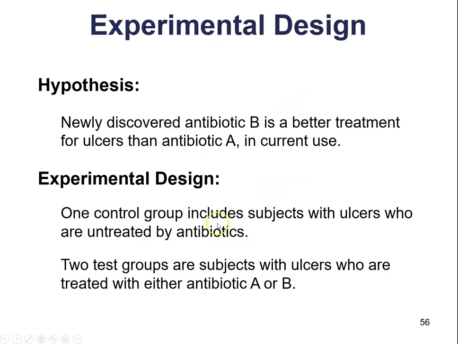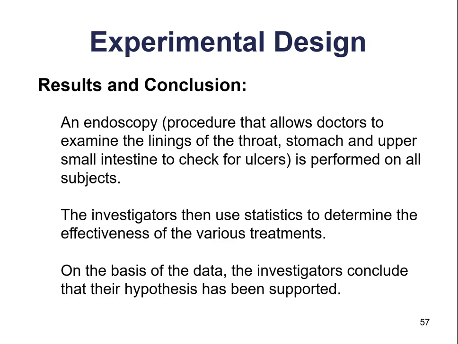All right, so I already went through this. Okay. So it's saying here, newly discovered antibiotic B is a better treatment for ulcers than antibiotic A, which was currently in use. So again, this clinician wanted to determine, well, I want to know if antibiotic B is really a better treatment, and if I should switch my patients and give them antibiotic B instead of antibiotic A. All right, we already went through all this. This just clarifies a little bit what that endoscopy is. I kind of already said that.